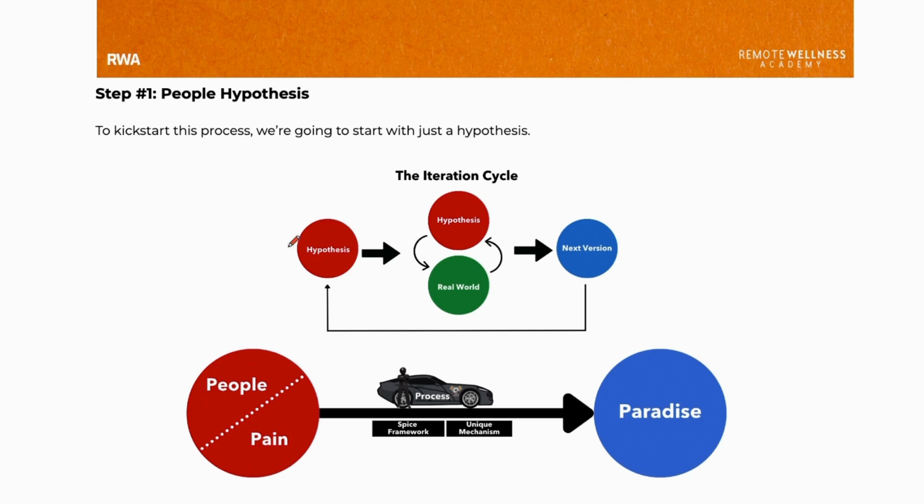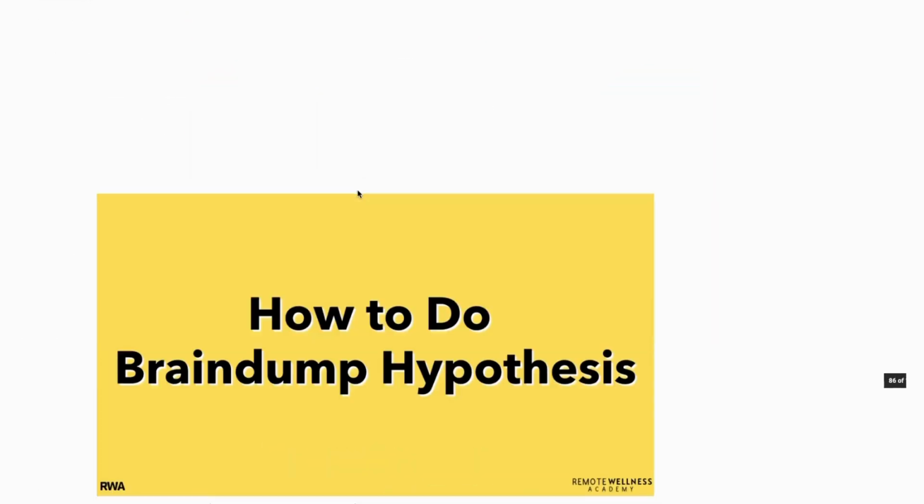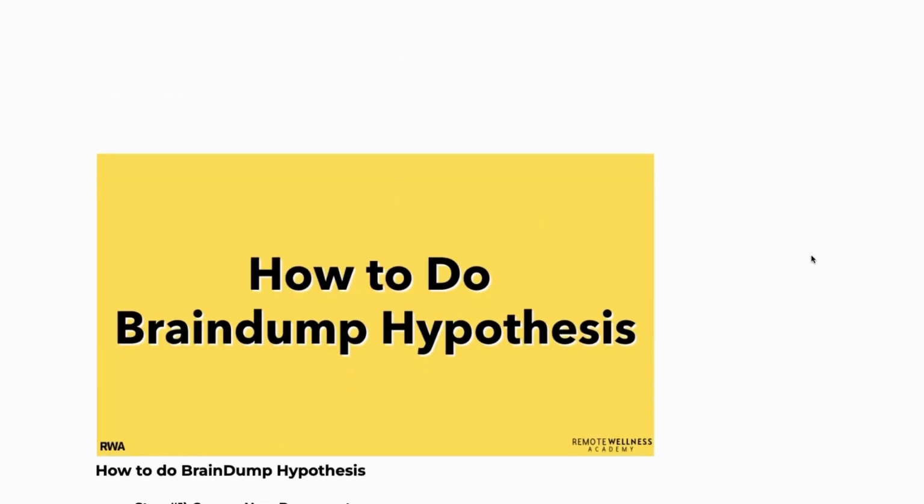What you want to remember right now is that we're just making a general hypothesis of the people. That is step number 1, okay? Just a general hypothesis. So let's go ahead and talk about how to actually do this step. How do you actually do a brain dump hypothesis?